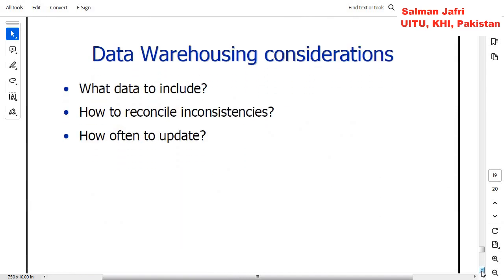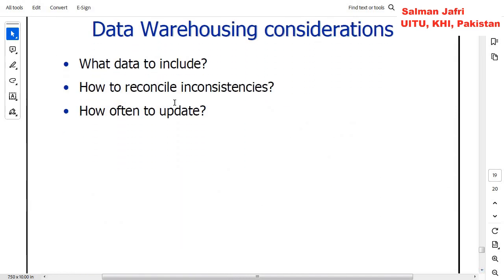So what are the data warehousing considerations? What data to include, right? And how to reconcile inconsistencies, and how often to update. So these are the three key questions in a data warehouse.